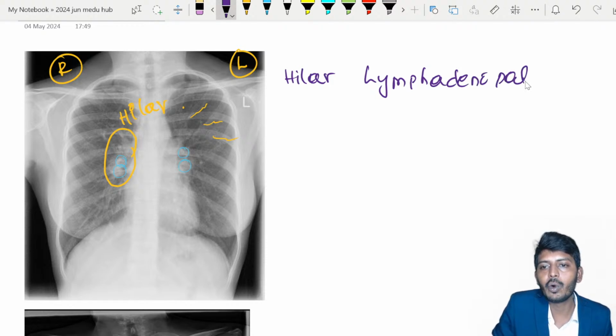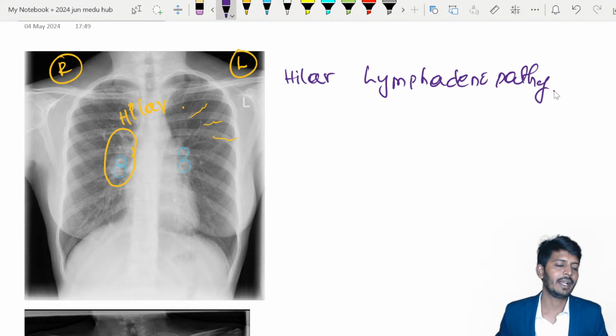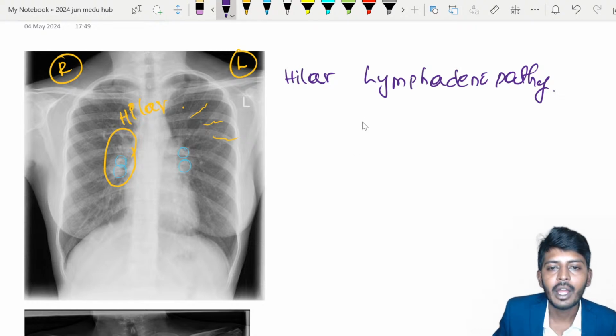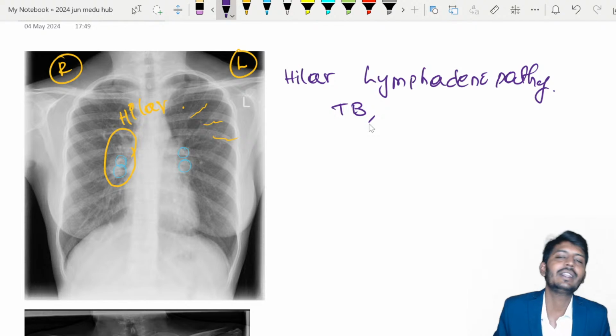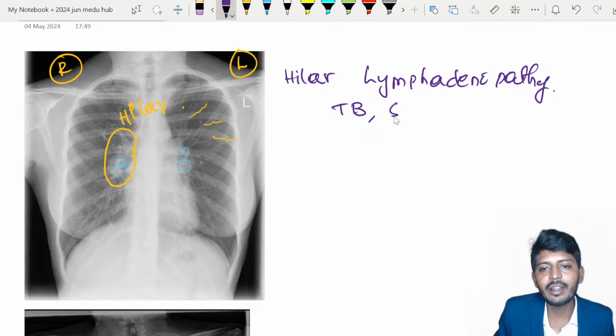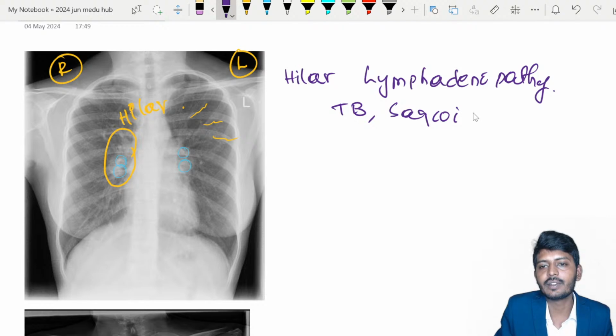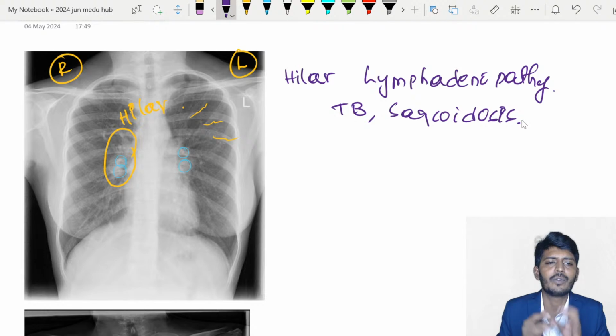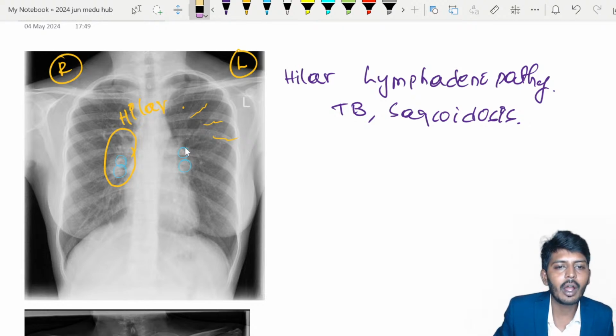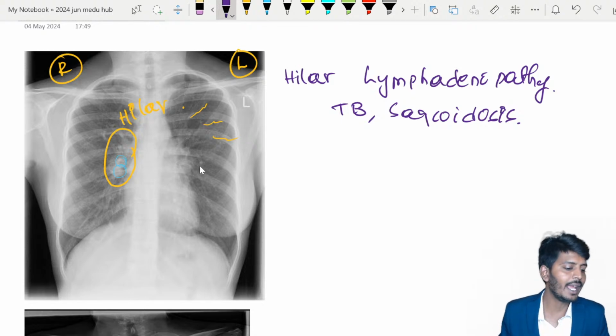Hilar lymphadenopathy, my dear students, usually occurs in patients with TB. Apart from TB, it can occur in patients with sarcoidosis. So there are multiple reasons the hilar lymph nodes can get enlarged. In the normal chest X-ray I showed you earlier, you will not be able to see the hilar lymph nodes, but when they are enlarged, we can see very clearly that it is hilar lymphadenopathy.